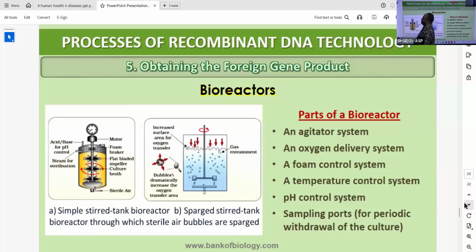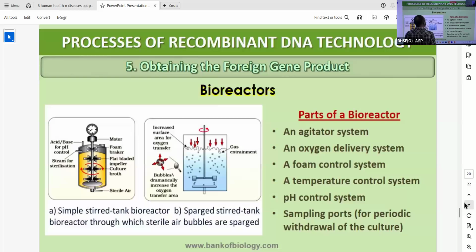Now, what are the various parts involved in a bioreactor? Look into it. First is the agitator system. Agitator means the motor system. This thing which is rotating the entire internal structure is known as the agitator. Then there is the oxygen delivery system, then a foam control system, whatever foam is being formed. After that, a temperature control system, pH control system, and sampling ports for periodic withdrawal of the culture.